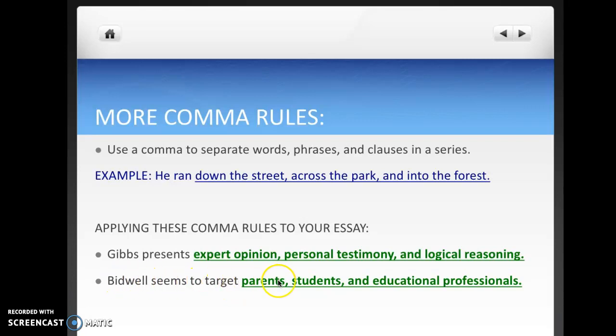Bidwell seems to target parents, comma, students, comma, and educational professionals. Anytime it's a list of more than 2 items, so here we're looking at 3 in the series, then you definitely want to have the commas in there.